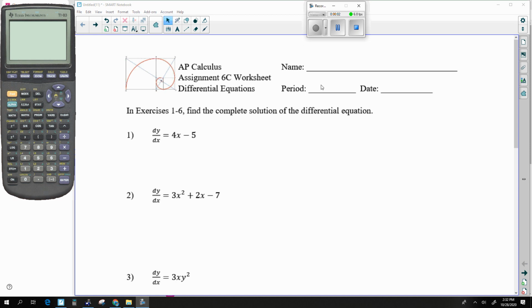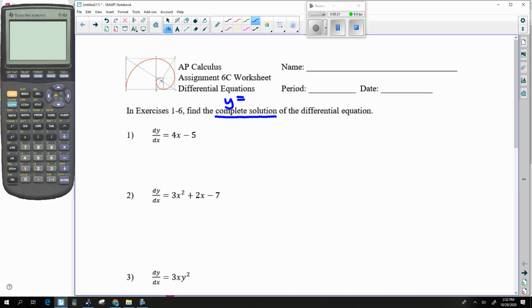All right, away we go with assignment 6C. So we are learning about these antiderivatives, or AKA integrals. And again, when they ask for a complete solution, they in essence want you to get it all the way back down to when it's y is equal to. That's in essence what they're asking.